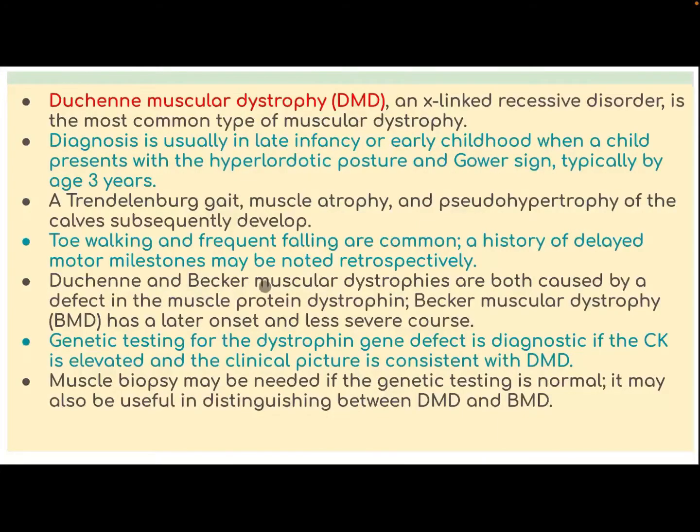Duchenne and Becker muscular dystrophies are both caused by a defect in the muscle protein dystrophin. Becker muscular dystrophy has a later onset and less severe course. Genetic test for the dystrophin gene defect is diagnostic if the creatine kinase is elevated and the clinical picture is consistent with Duchenne muscular dystrophy. Muscle biopsy may be needed if the genetic test is normal. It may also be useful in distinguishing between Duchenne and Becker muscular dystrophy.